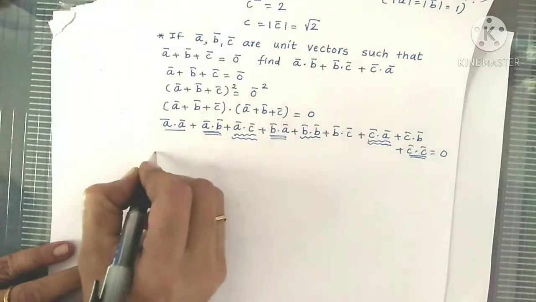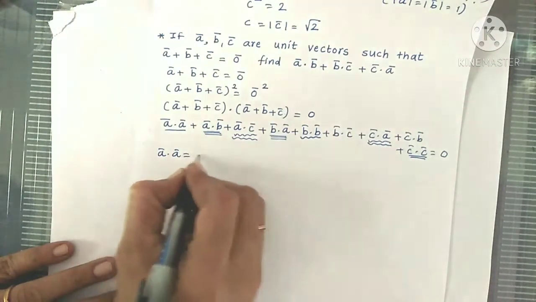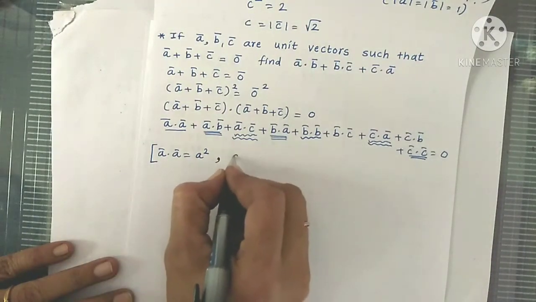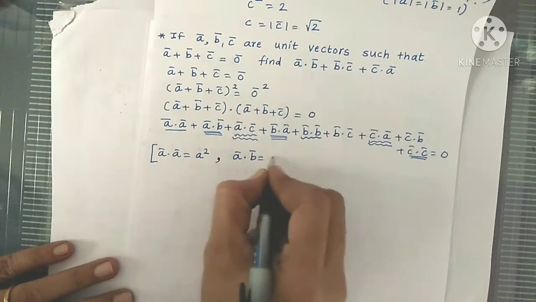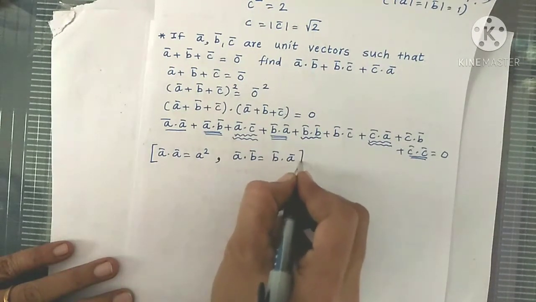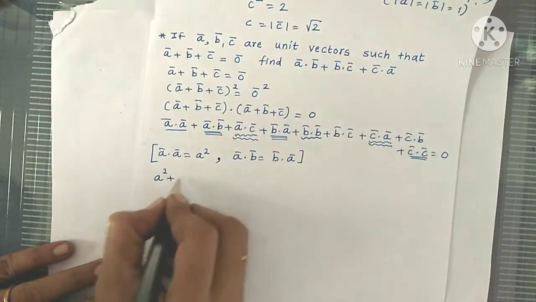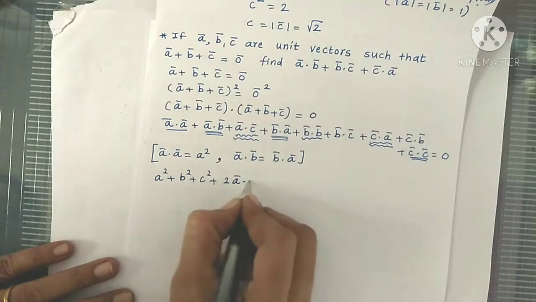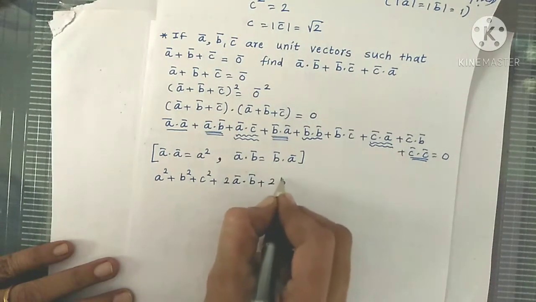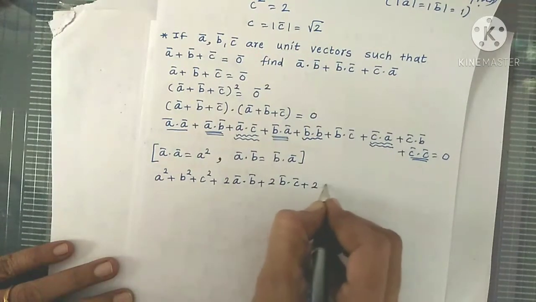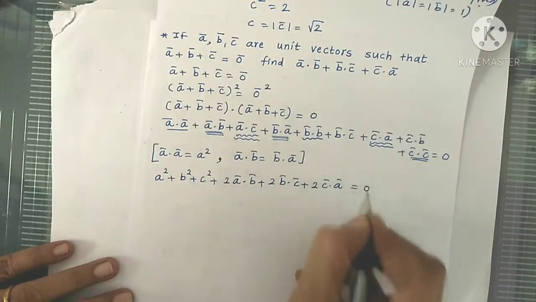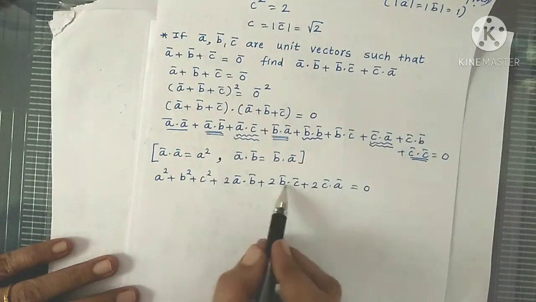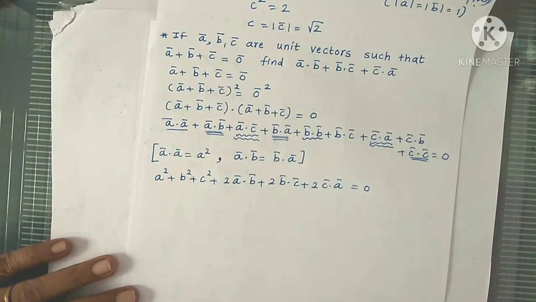So let's write the properties. A bar dot a bar is a square. We are using this property. And a bar dot b bar is the same as b bar dot a bar, commutativity of dot product. So we get a square plus b square plus c square plus 2 a bar dot b bar plus 2 b bar dot c bar plus 2 c bar dot a bar equal to 0. So what we want is a bar dot b bar plus b bar dot c bar plus c bar dot a bar. Now we have those terms but with coefficient 2.